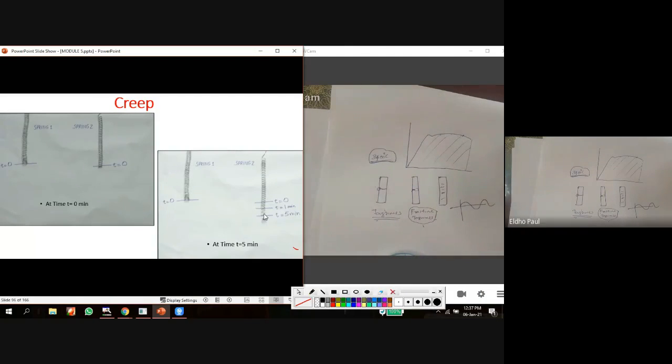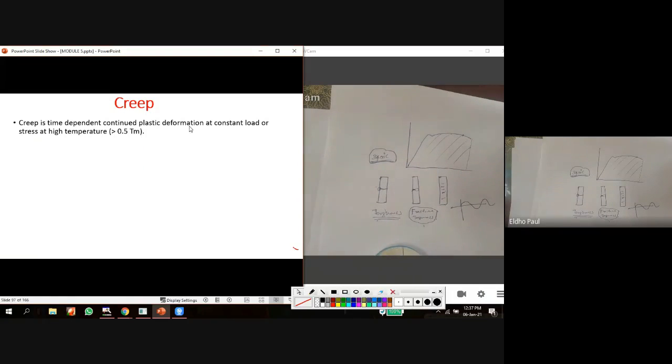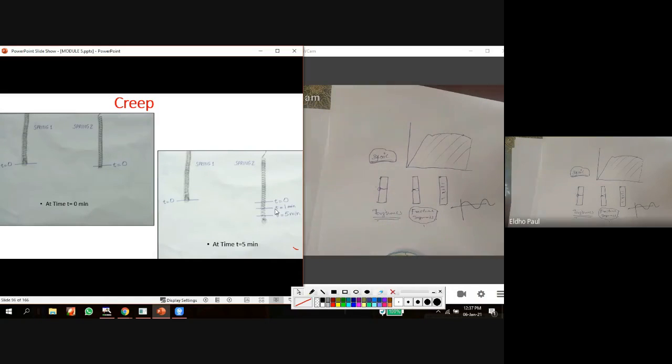It is not a sudden plastic deformation on the spring. Slowly, with respect to time, the plastic deformation happens. So, continued plastic deformation at a constant load. There is no change in the load. I'm not adding any weight on this spring. There is only self weight acting on this spring.